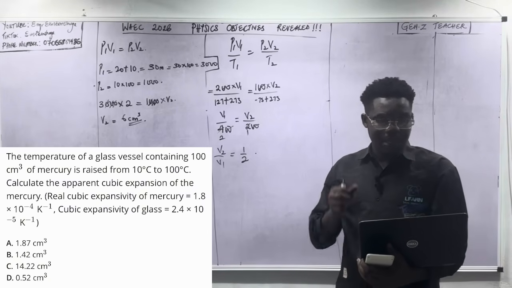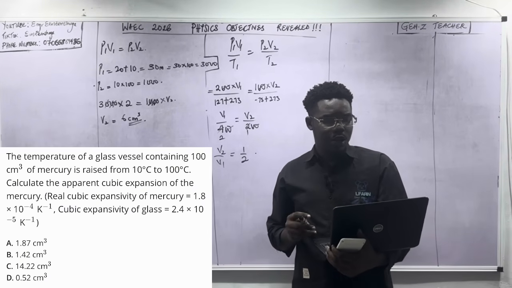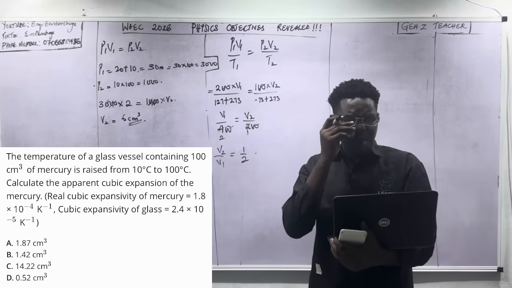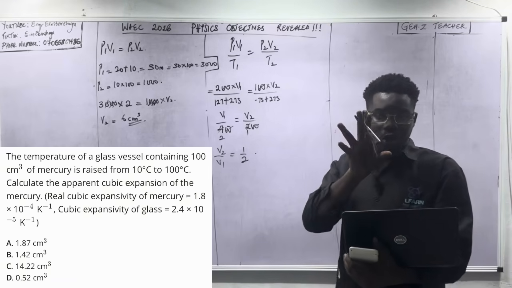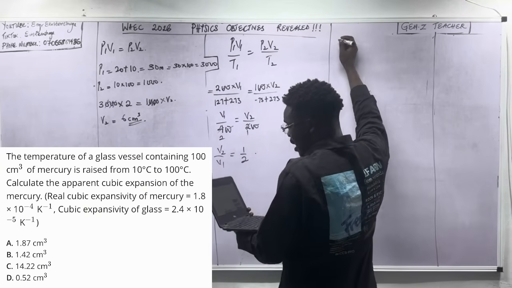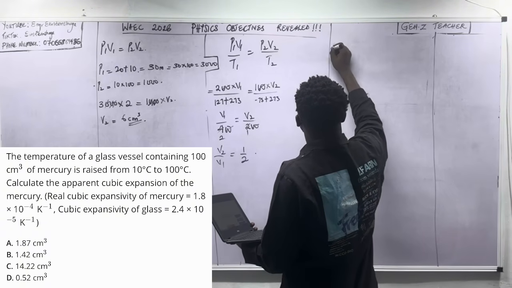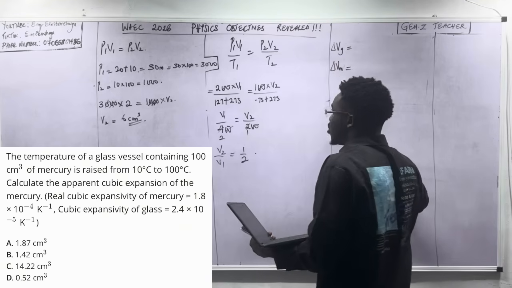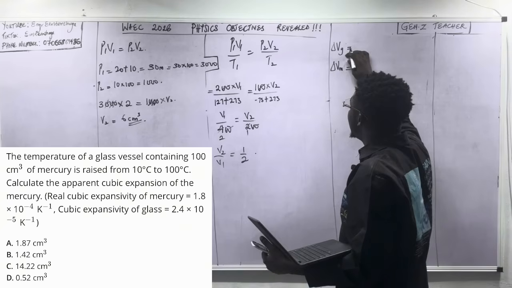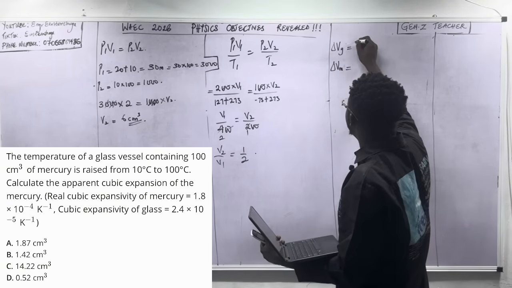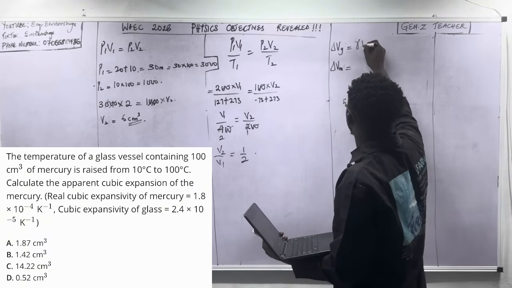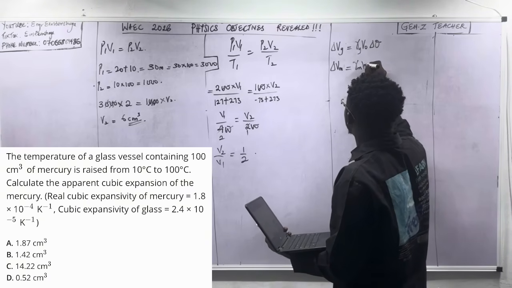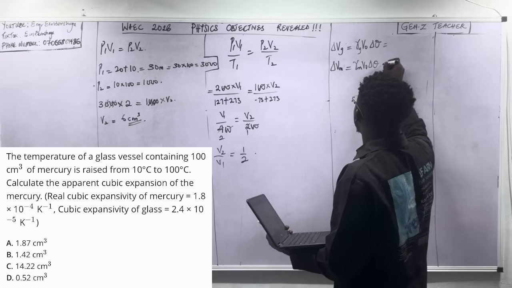Okay, question number 17. The temperature of a glass vessel containing 100 cm cube of mercury is raised from 10 to 100 degrees Celsius. Calculate the apparent cubic expansion of mercury. Now quickly, from what you can see on the screen, we have to find the apparent cubic expansion. So we need the expansion for the glass and the one for the mercury as well. From our previous formulas, the change in volume is the cubic expansivity times the original volume times the change in temperature. So we'll have glass here and mercury over here, doing the same thing for both of them, just with different parameters.